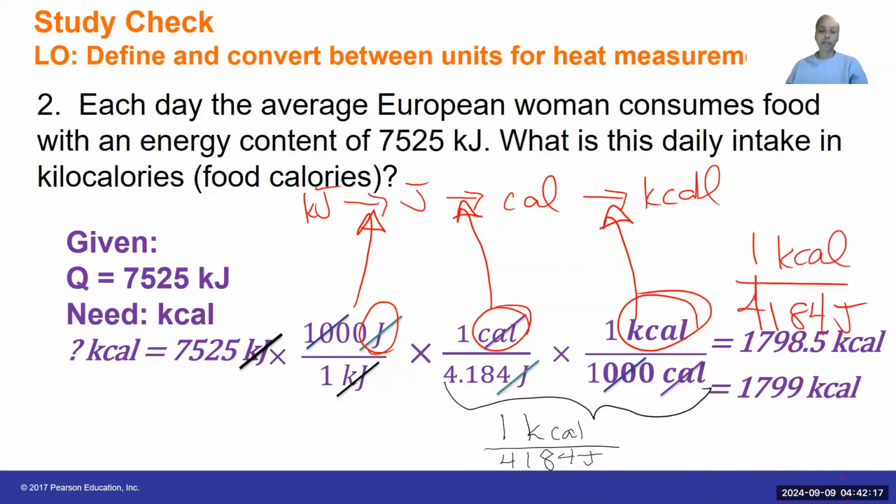Now, could I have taken these 2 steps and condensed them into one? Yes, I could, because 1 kilocalorie is 4,184 joules, right? And we could have just used this one simple step. Now notice we still had to go from kilojoules to joules in order to do this kilocalories to joules.